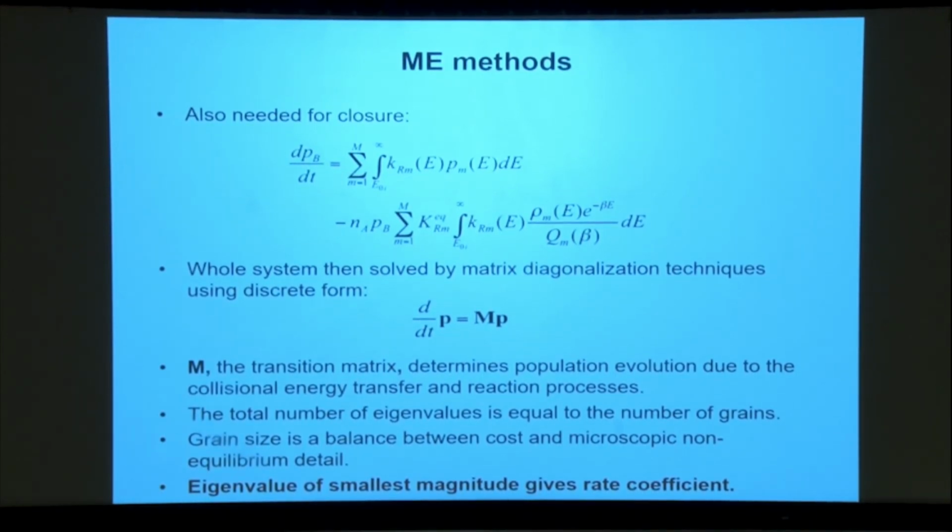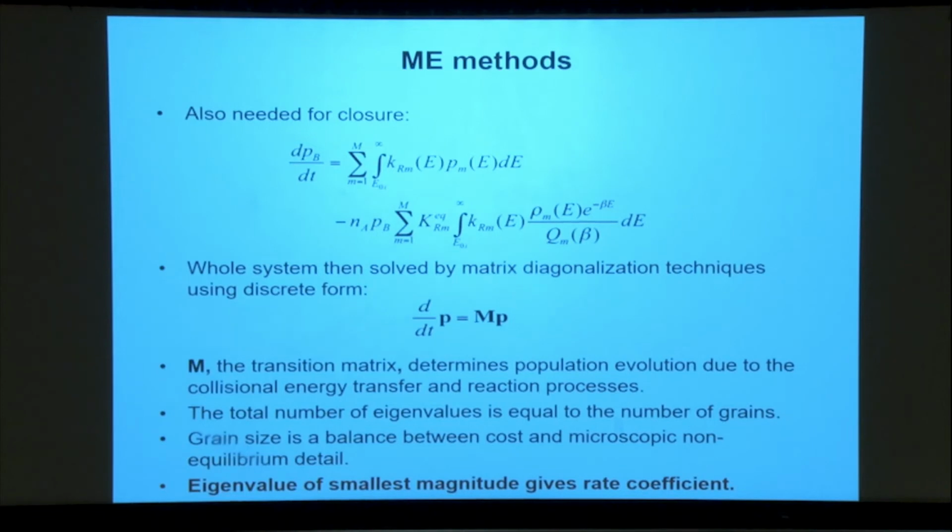But here, we use matrix diagonalization techniques to turn this into a discrete form because the whole system is actually fairly sparse, and so we can use diagonalization to give us a discrete form where M is the transition matrix, and that determines the population evolution due to the collisional transfer processes. So the number of eigenvalues in the system is going to be equal to the number of energy grains. And the grain size is a balance between how much microscopic detail we want and how much we can expend in terms of computational expense.